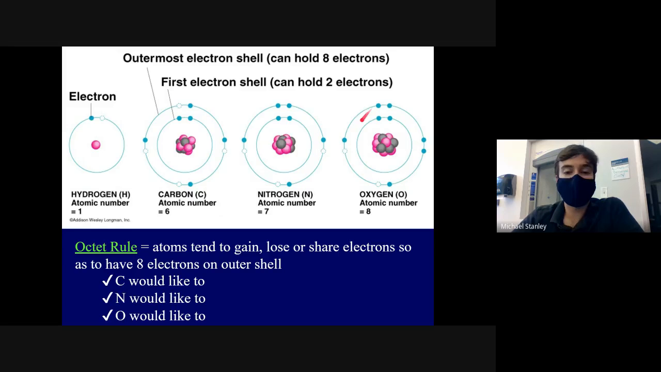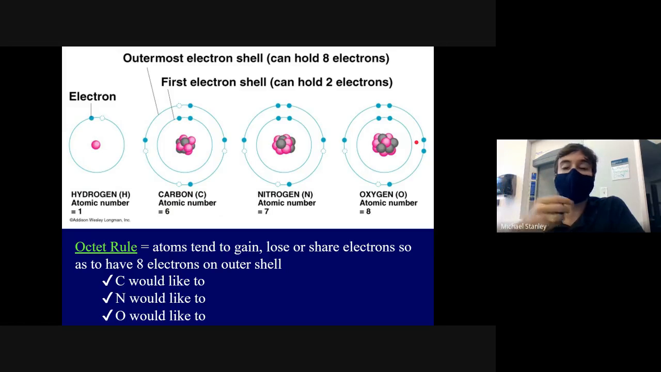So valence electrons are the ones on the outside shell, and how many valence electrons you have depends on how many total electrons you have and how many get filled up on that outside shell.